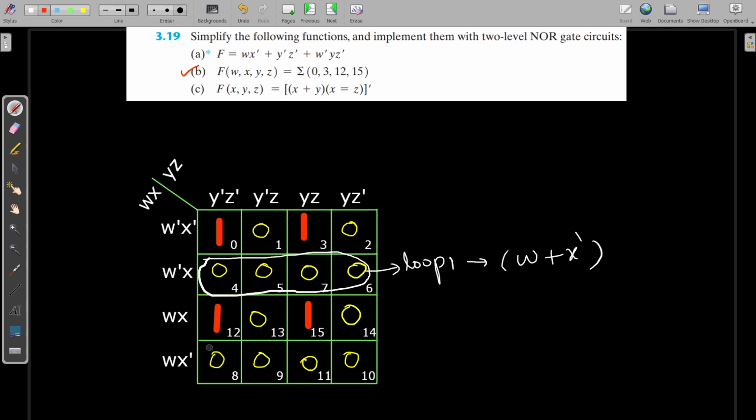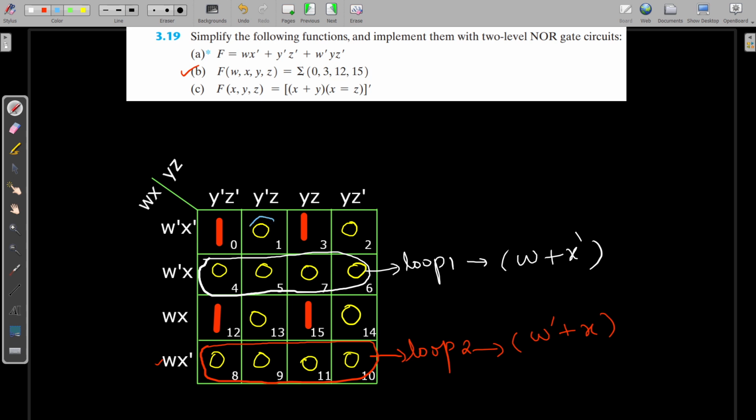This one we can make the second loop, 8, 9, 10, 11. This is loop 2. For this the corresponding row wise it is wx dash. That should be written as w dash plus x. We go for the third group.